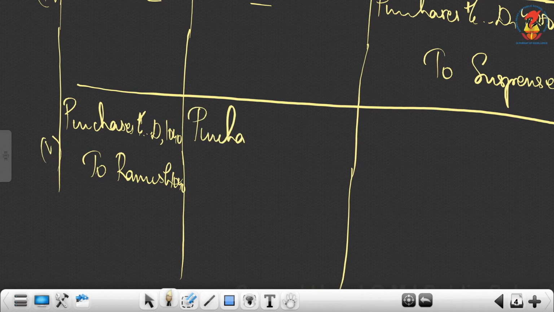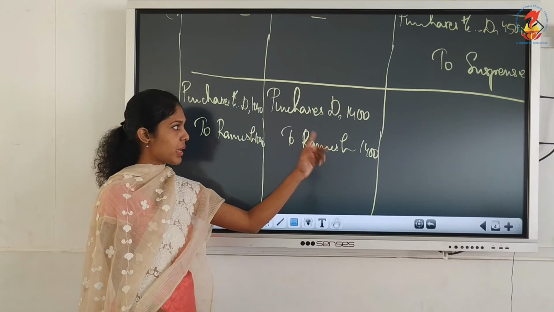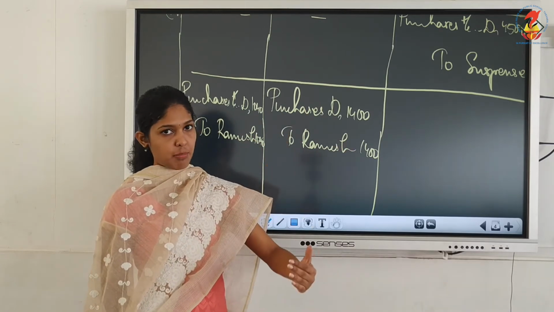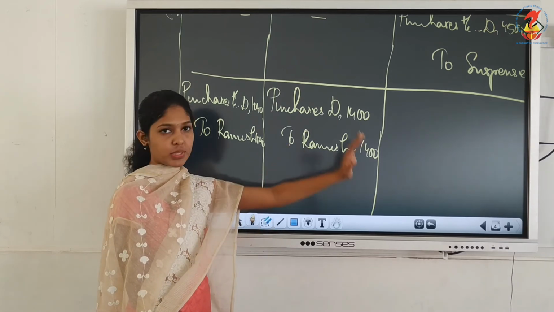but we wrote it as purchases debtor to Ramesh. The entry was correct, but we wrote the amount as 1,400. Okay. So this was the entry we made. That means we have debited purchases account with an excess amount. Actually it is to be debited only with 1,040. We debited with an excess amount.